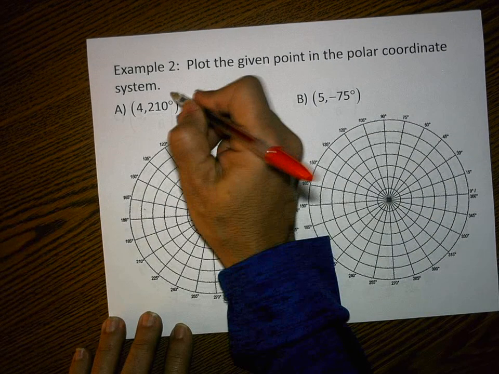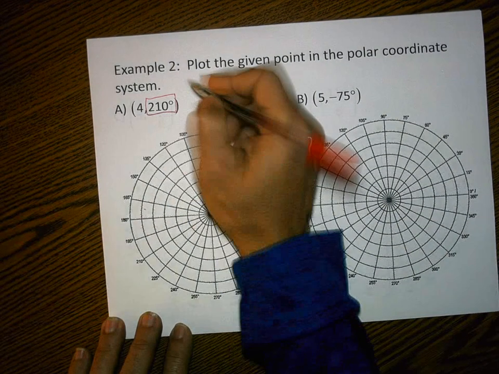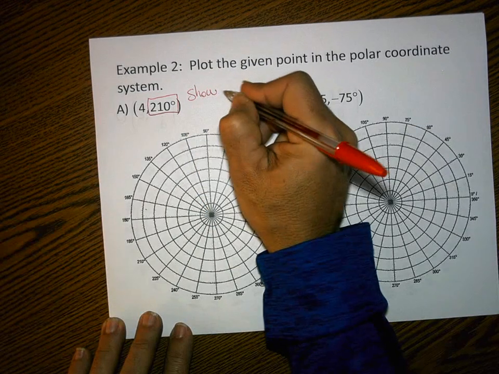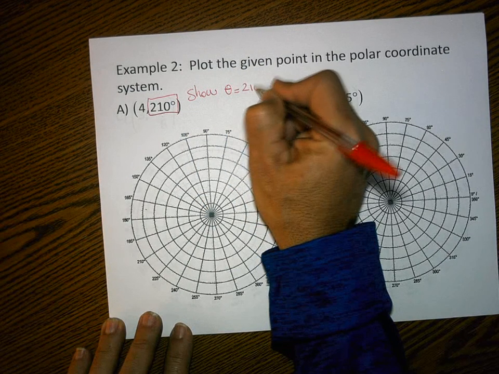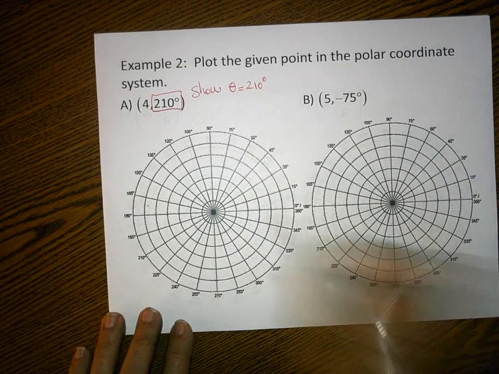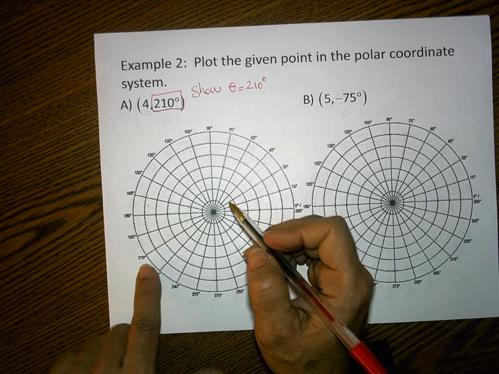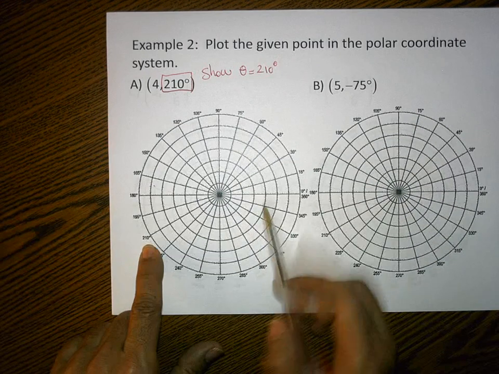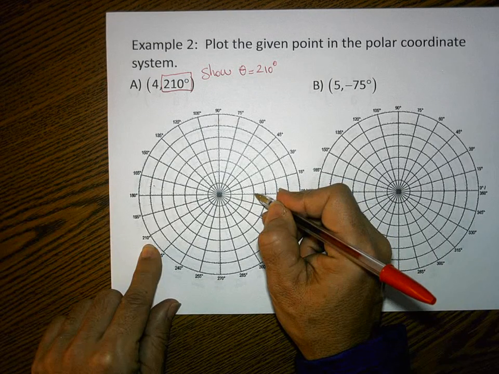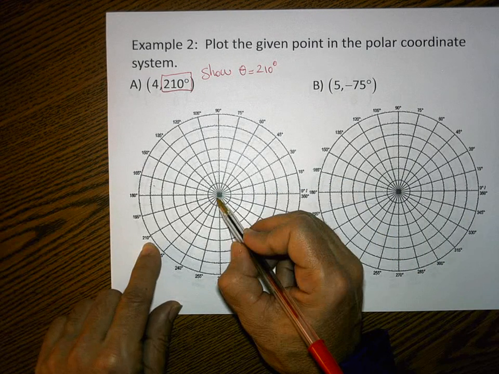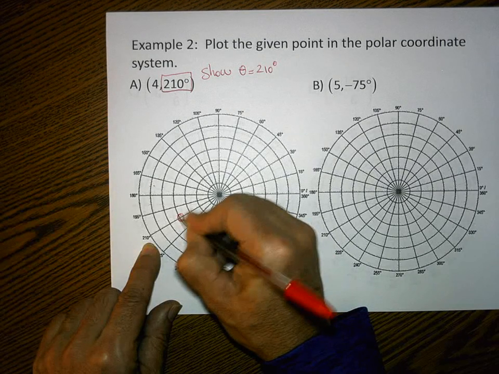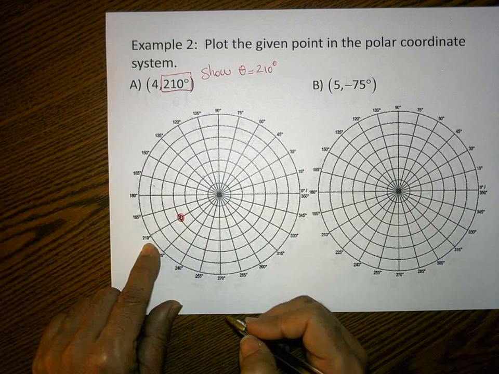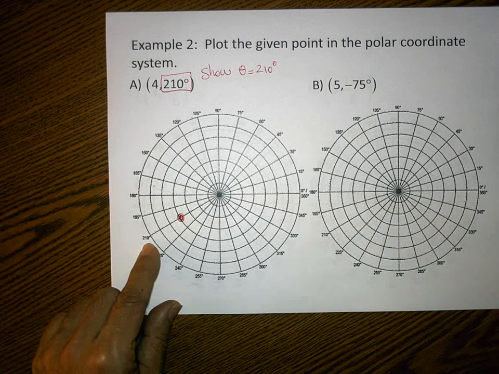210, always go to the angle first and show direction. Okay, show the theta of 210. You've got to show that you went in there. So here is 210. So I'm going to show that I went in there, and I counted 4. So at 210, count 1, 2, 3, 4. There's our point. But I got to show that I went to 210.